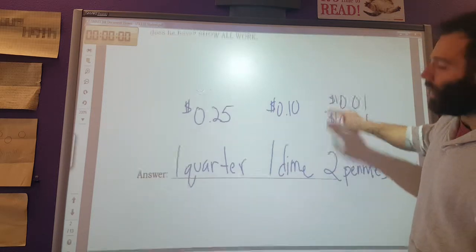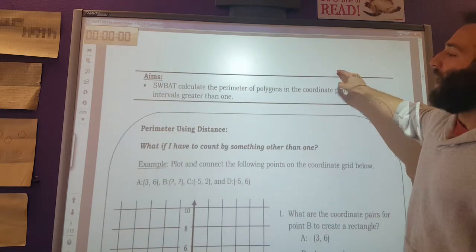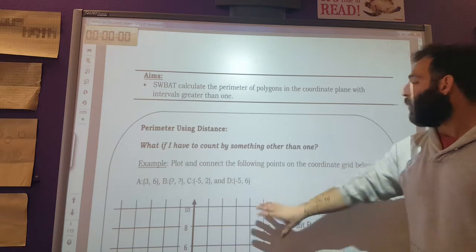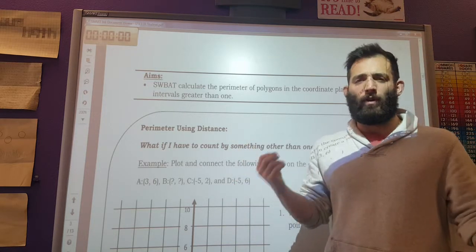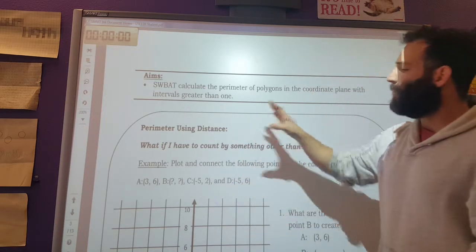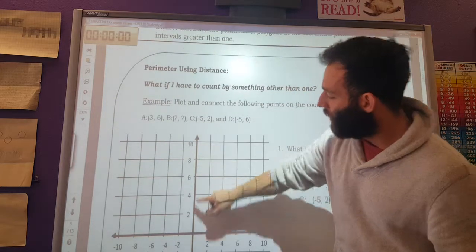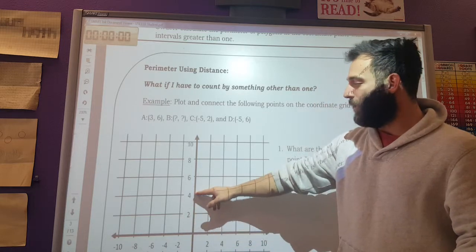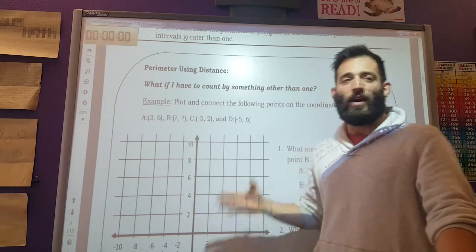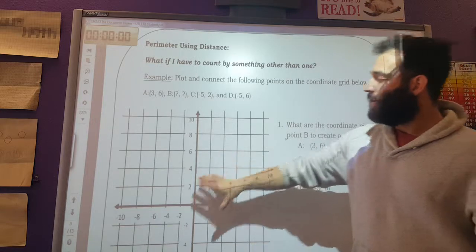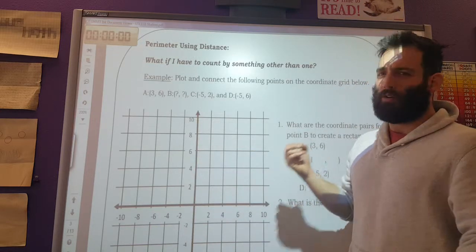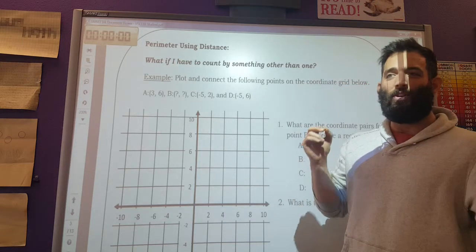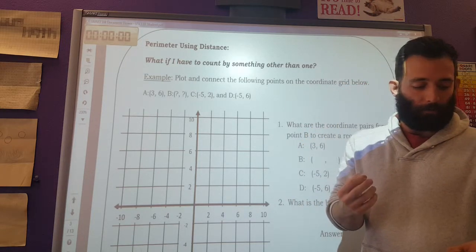We're going to flip the page to our notes section. Today's aim, students will be able to calculate the perimeter of polygons in the coordinate plane with intervals greater than 1. Now up until now, we've done perimeter where our interval went a very nice and tidy 0, 1, 2, 3, 4, 5, 6. But if we look here, we can see that our coordinate plane is not always going to go by intervals of 1. This one, for instance, goes by 2s.